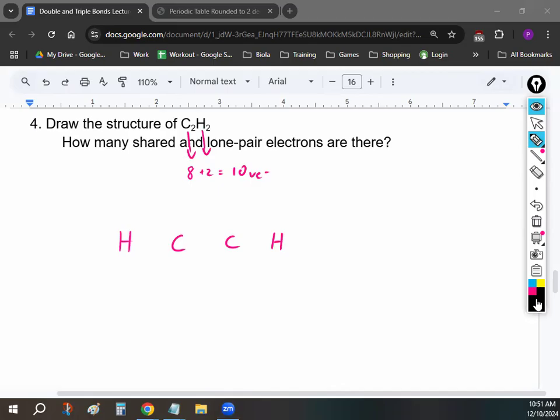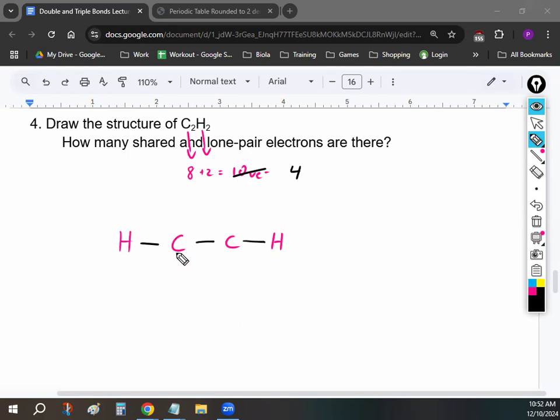Okay, and we're going to make our first connections. We're going to connect the hydrogen and carbon, make another one, and make another one like that. So we drew 3 lines. 3 lines is 6 electrons, so we have 4 that we still need to work with. Everybody go with that so far?